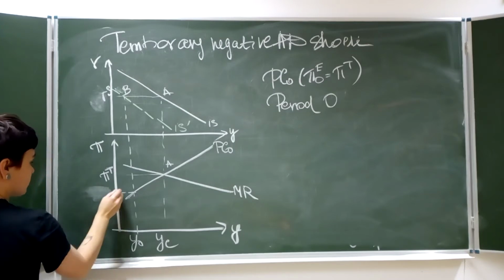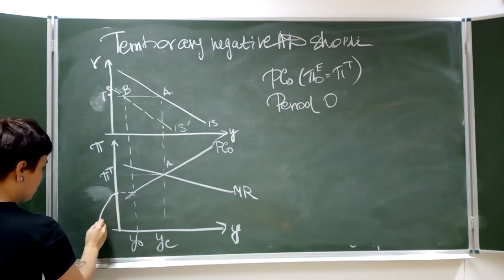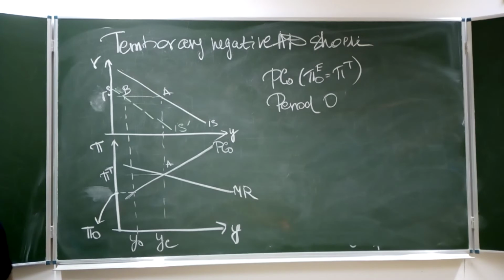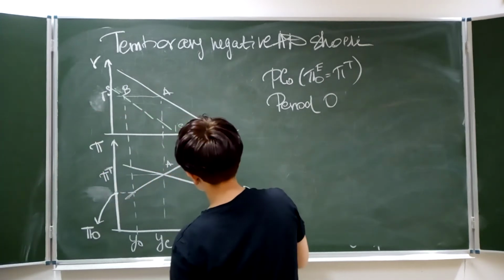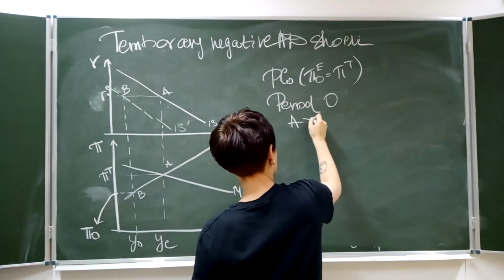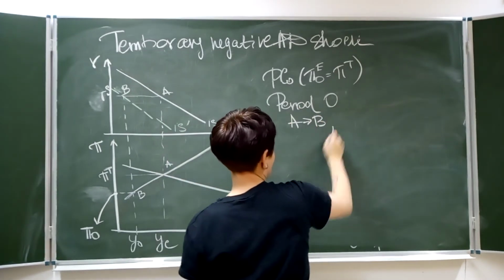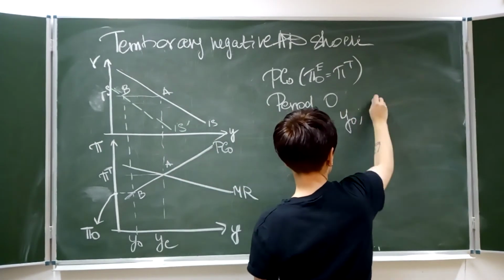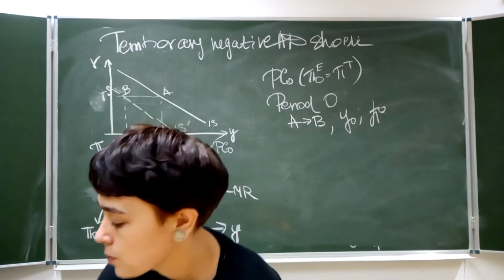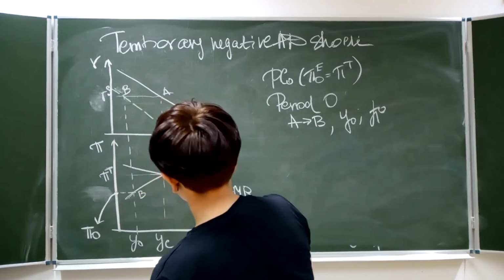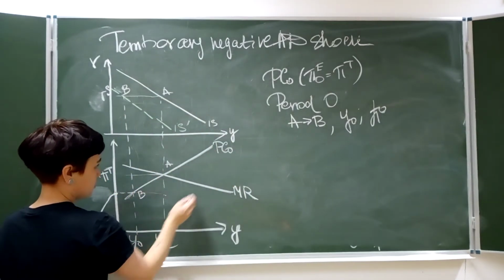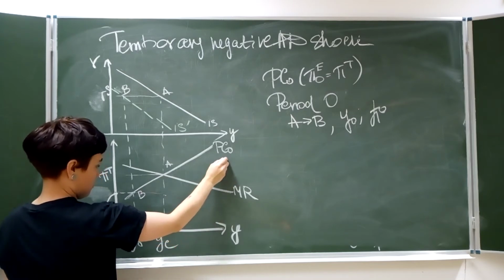So for this point, here we have Y0. So in period 0, we move from point A to point B. We end up with pi0, Y0, and in order to define R0, first we have to predict the shape of Phillips curve in the next period. So for pi0, here it is.